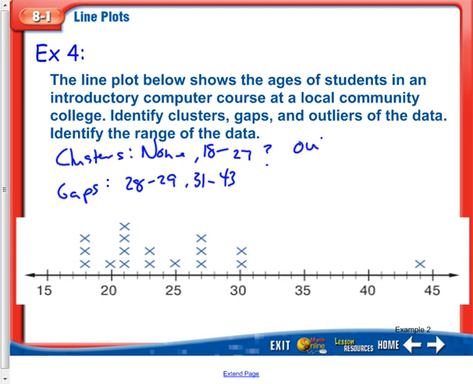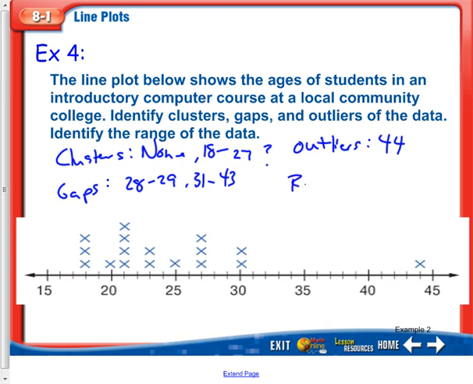Now, outliers. This one is really obvious. We haven't had one like this before. So 44 is definitely an outlier. You do not need to have a low and a high outlier. In this case, this is definitely not an outlier. We actually considered that possibly being in our cluster. So 44 is definitely our only outlier here.